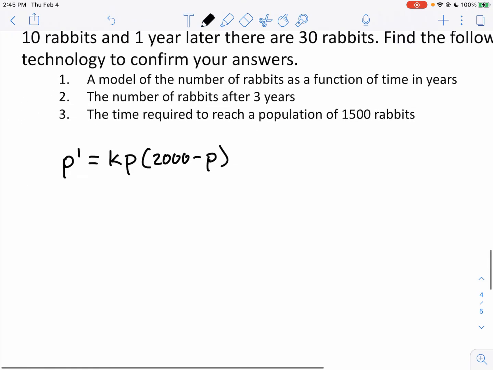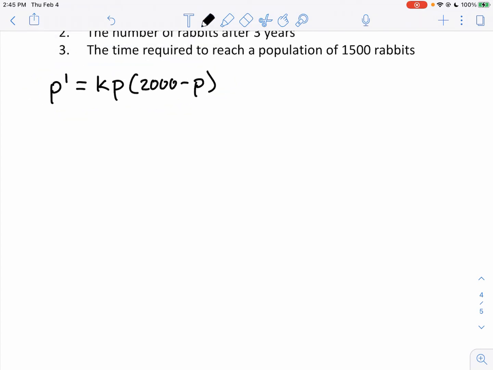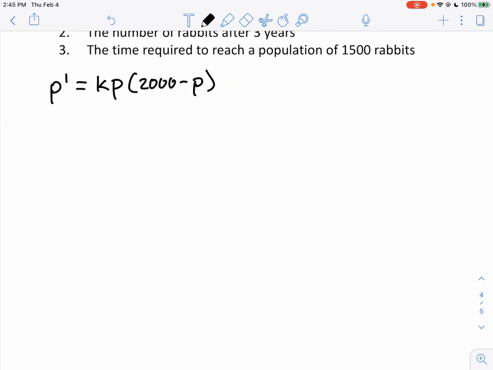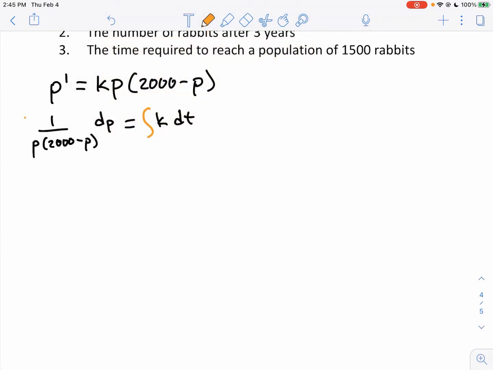So all we have to do is just solve this general differential equation. Move that up slightly. I'm going to divide both sides by, well, this is separable, but I have to move all of that to that side and leave the k over on the dt side. So we have 1 over P times 2,000 minus P dP, I keep forgetting to write the dP, is equal to k times dt. And of course the next step is to integrate.